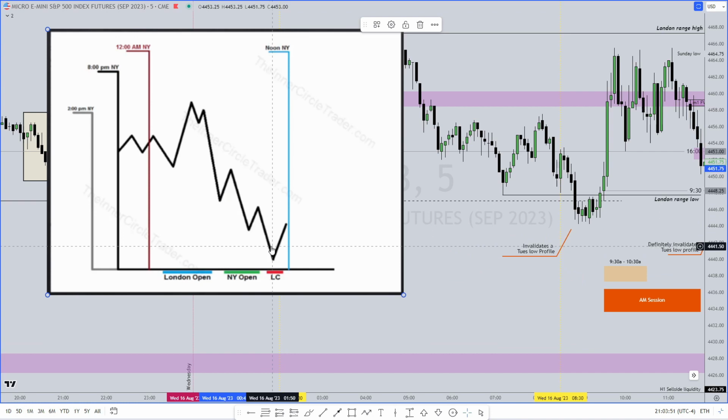So AM session will end around anywhere between 11:30 and noon. That's the end of the AM session, which is also tied into the London close. So what we'd anticipate with this normal London protraction is a run above Asia and then a lower high before breaking Asia's low.